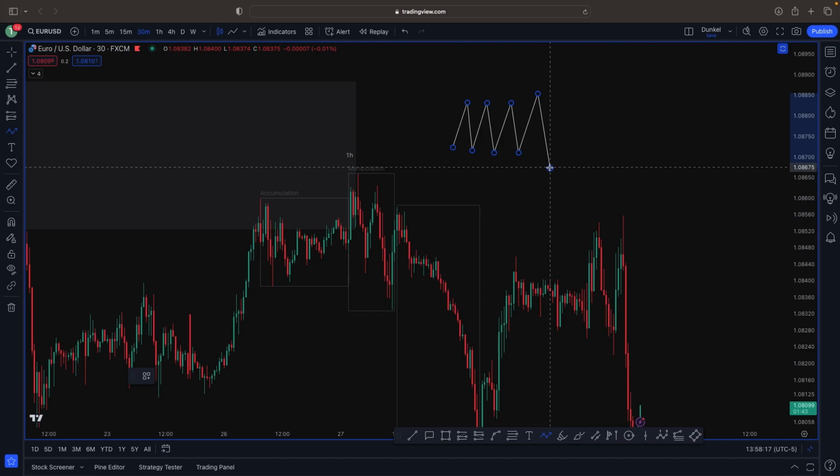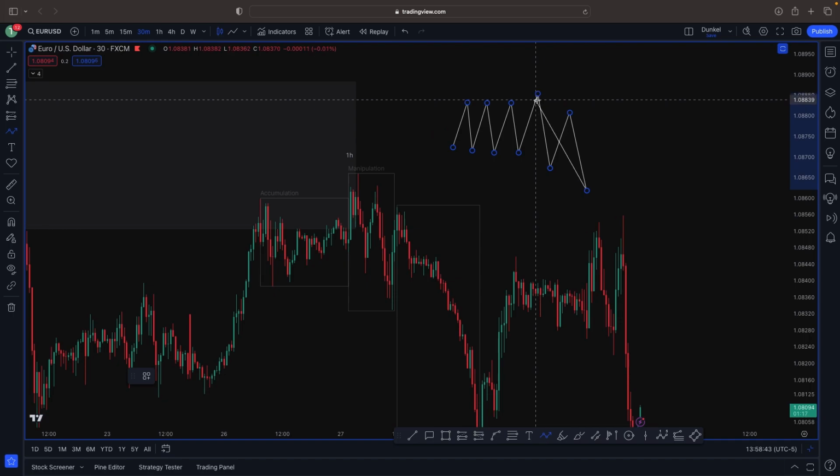This is the manipulation. And then we return into some kind of PD array in the premium or discount zone and distribute to the downside. Typically, this impulse is what I trade. I wait for the accumulation, then the manipulation, and then the distribution to the downside.